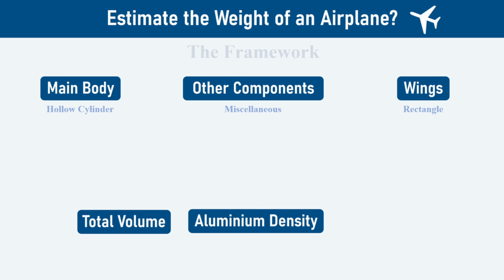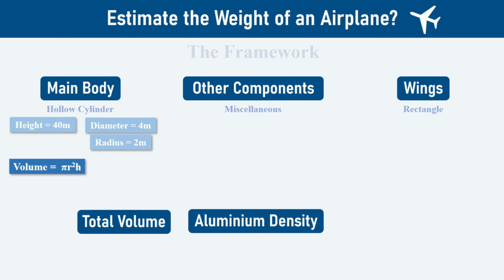Now that we have our framework, let's start with the calculations. For the main body, we will consider it to be a cylinder of length, which is also its height, as 40 meters and diameter of 4 meters, which is practical for a plane that has 6 seats in a row. So the radius we get is 2 meters. Now we calculate the volume of the cylinder using the formula pi r square h, and we get the volume to be around 502 meters cubed.